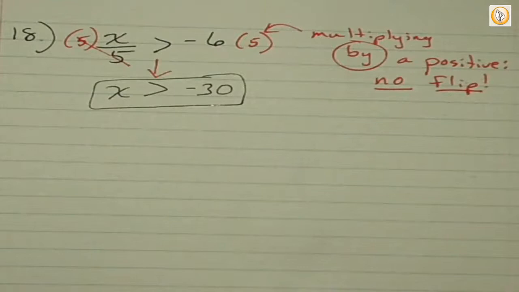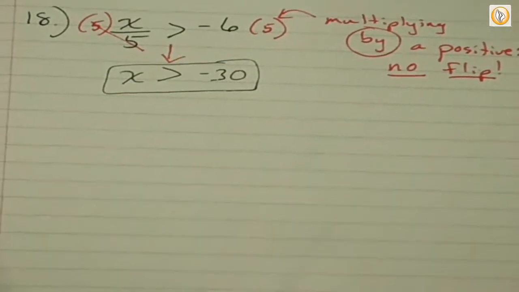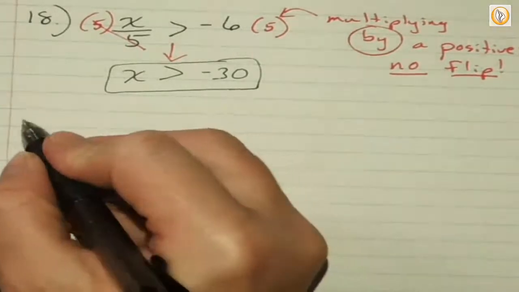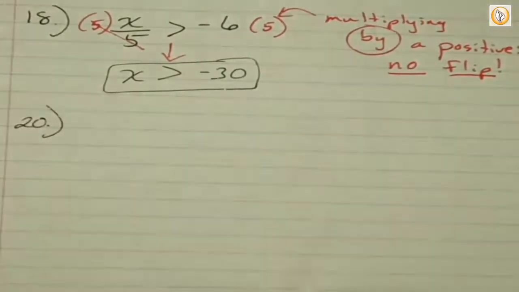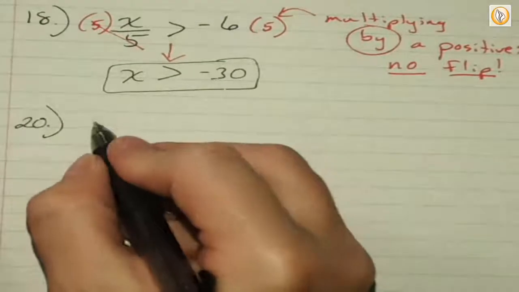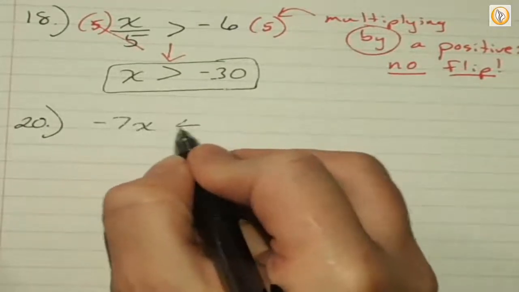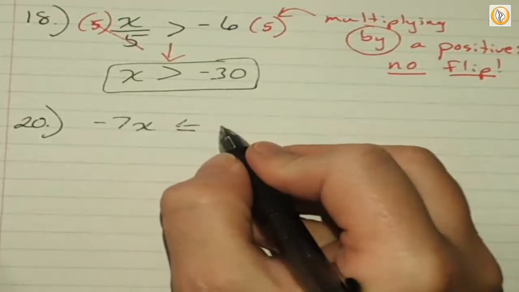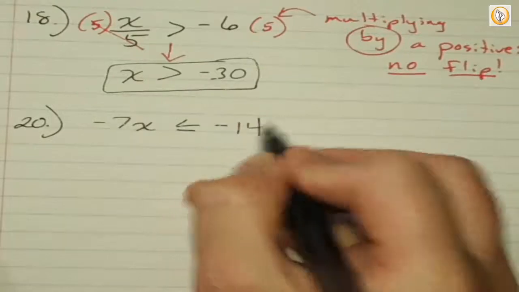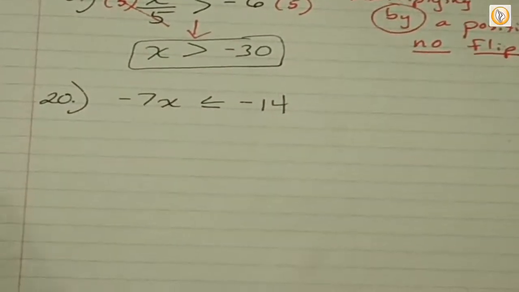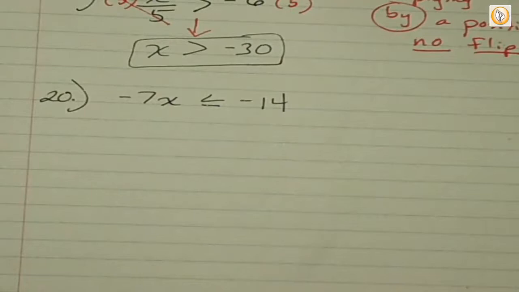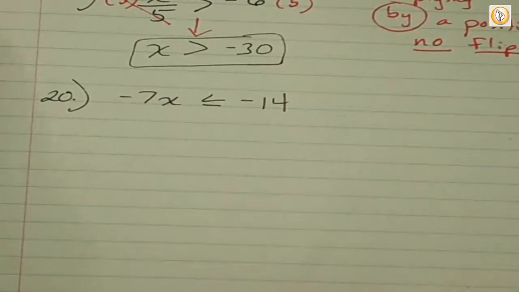All right, here we go. Another one. Any questions so far? No. I was just writing something. All right, 20. Negative 7x is less than or equal to negative 14. Start taking these, and then you can catch up. Okay, Tanner, once you have that written, tell me what to do.